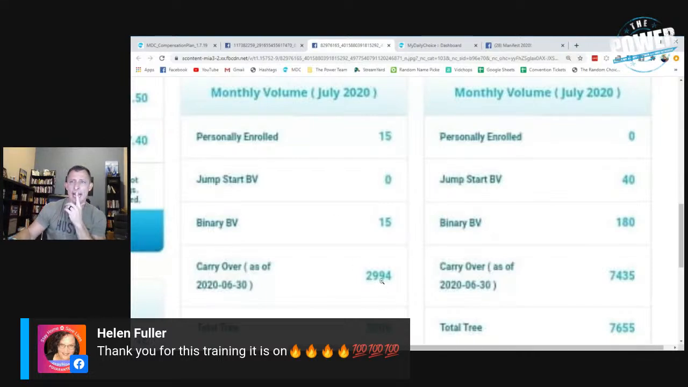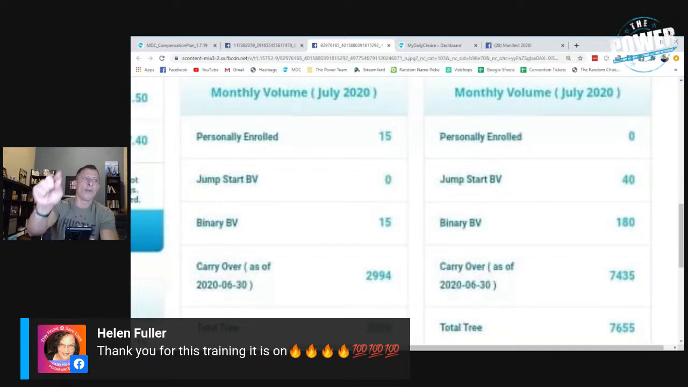Look at this. The carryover volume right here is, we'll just say 3,000. We'll keep it simple. 3,000 in carryover volume in the left leg. They also have 7,400 of carryover volume in the right leg. I want to tell you how much money this person has sitting here right now in their binary bank account. And as soon as they get binary qualified, which I've just explained exactly what they need to do, they're going to unlock the commissions on this money. Okay? Here's how it works. Listen carefully.